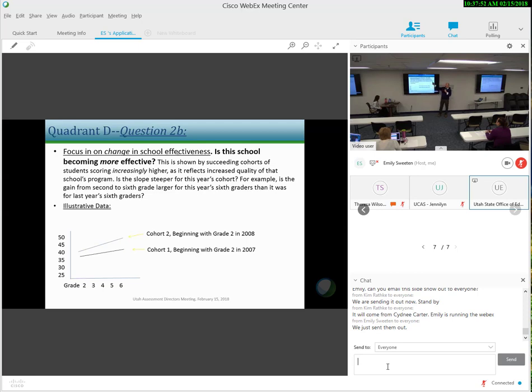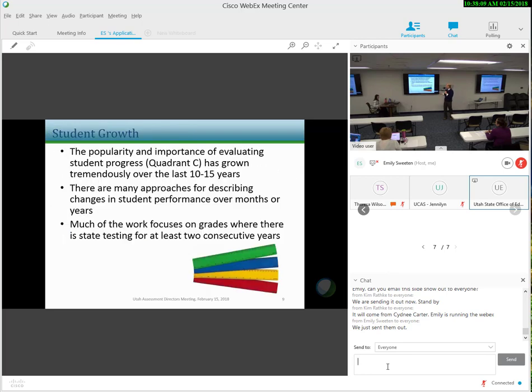So this is a tricky one. This is that continuous improvement model. I'm not going to spend a lot of time on this today, but given the change from year to year in the kids, is the level of change increasing? And that's really what we want to see in a lot of schools.